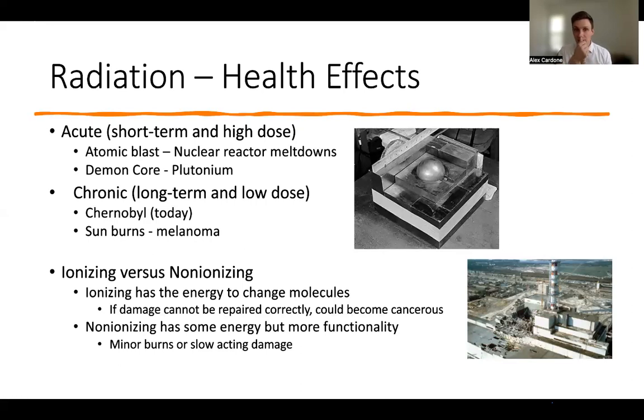So now, ionizing versus non-ionizing. Ionizing has the energy to change molecules, DNA or cells, and destroy them itself. And if the damage cannot be repaired correctly, that's whenever cancer can occur. A lot of it is just the malformation of cells replicating. Non-ionizing has some energy, but more functionality. We can do a lot more with it, but to some degree, it can still cause minor burns and slow-acting damage over a long period of time.